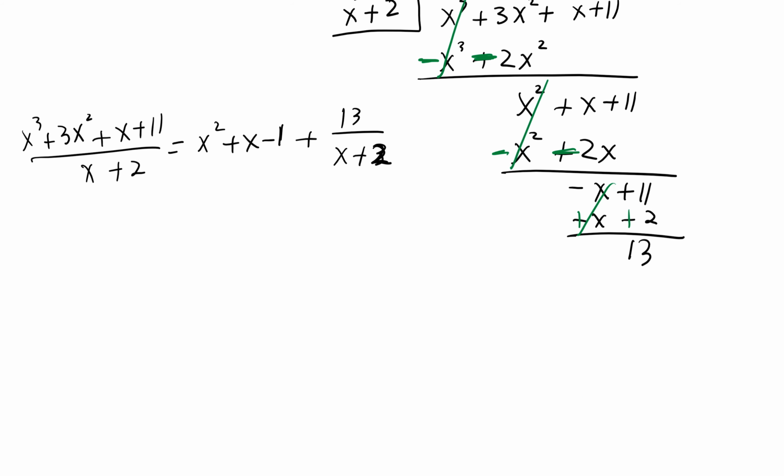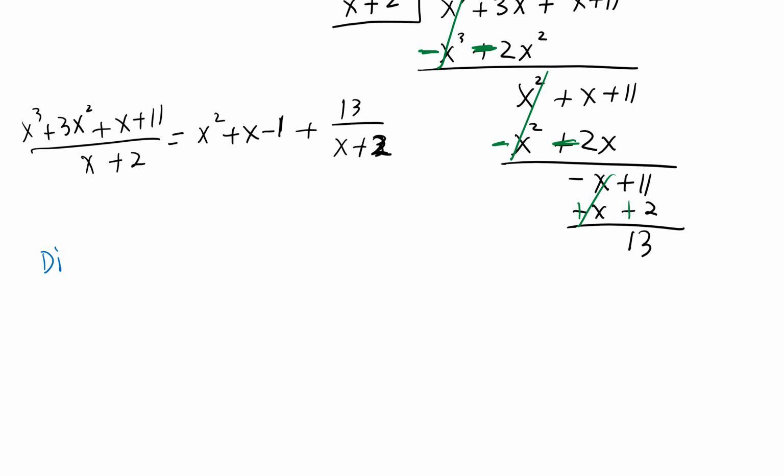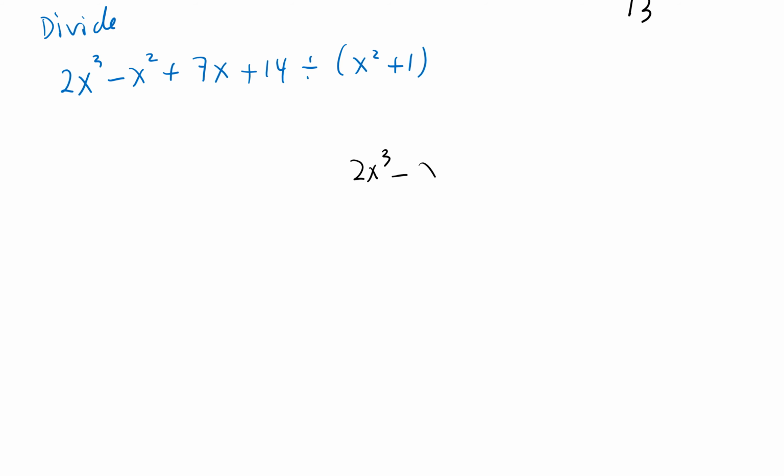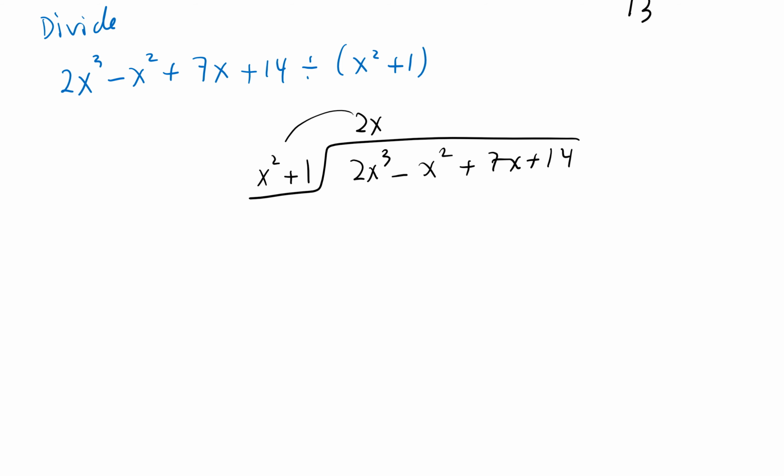Next one, as another example, let's say we are asked to divide 2x cubed minus x squared plus 7x plus 14 by x squared plus 1. So what goes on the top? To get the first term, I need a 2 and I need an x. Distribute: this by this is 2x cubed. 2x by 1 is 2x, so write it down below the x part.